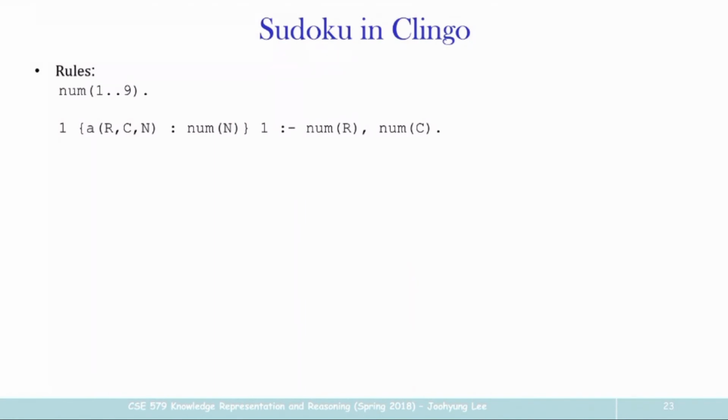What does this rule do? Let me give you the reading for this predicate. A(R, C, N) means the row number R, column number C, there should be the digit N there. R, C and N can range from 1 to 9. So A(1, 1, 3) means the position 1, 1 has the number 3 there. What is this rule doing?